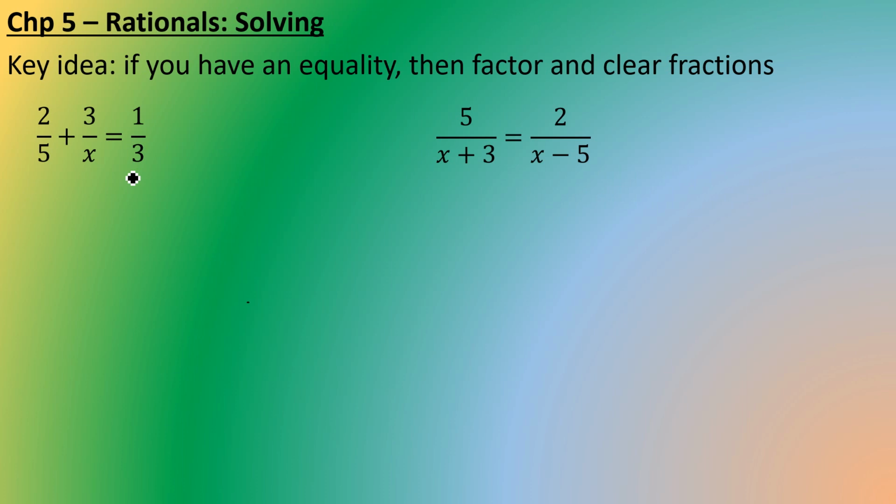what we want to do is clear the fractions. And in order to do that, we need to ask, well, if I were to add all these fractions, what would the common denominator be? And I see a 5, an x, and a 3, so I know that the common denominator would be 15x. And instead of getting that common denominator, I'm going to multiply both sides of my equation by that 15x.